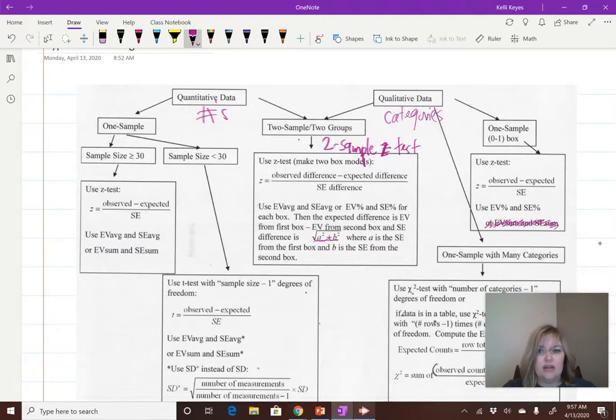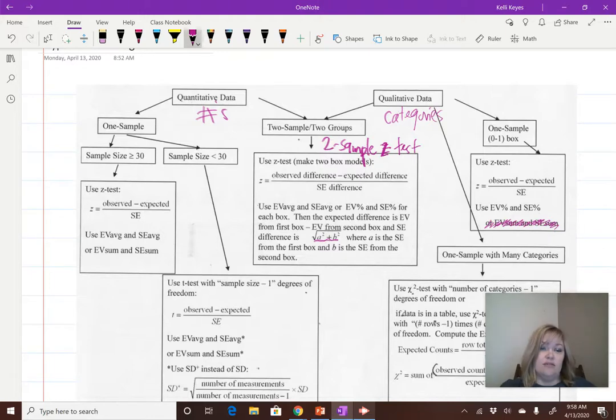That's probably, I wouldn't say the most difficult, but it just has more steps than all the other tests, which makes that one by far the least favorite. It's just more work and more steps, so you might make more mistakes, but you shouldn't, because you have all the formulas and everything. So that's with qualitative data.